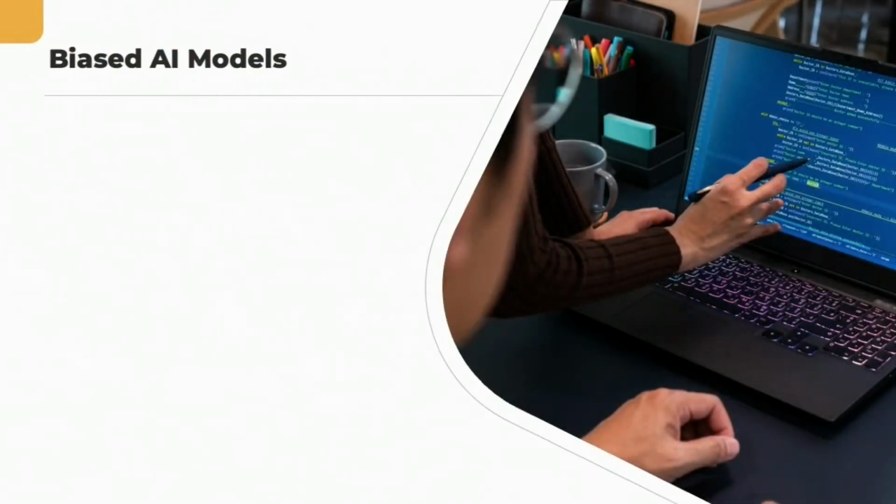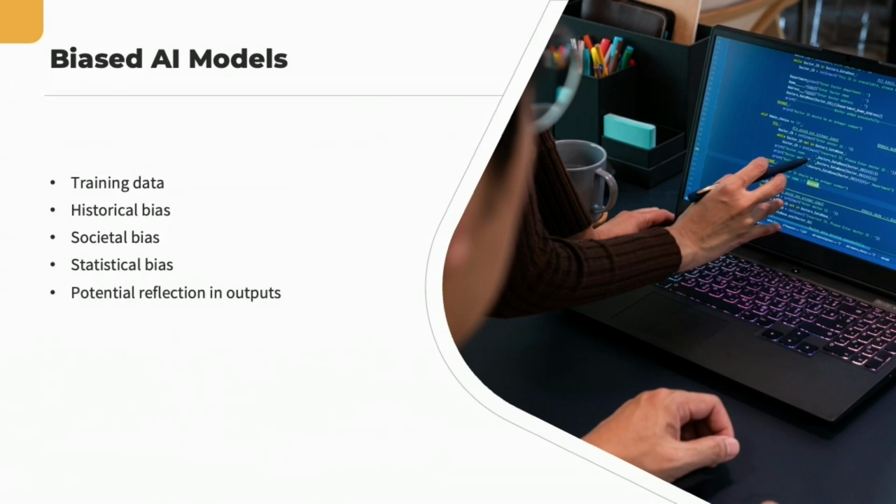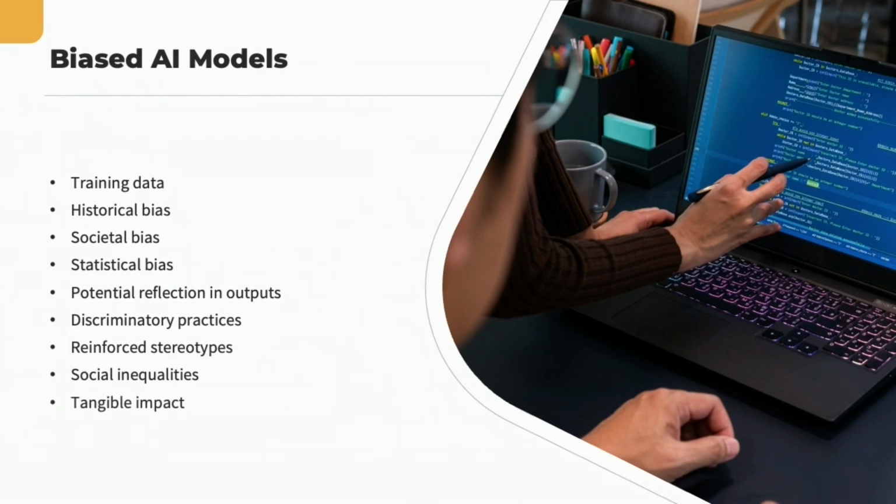AI models learn to make predictions or decisions based on the data they're given. If this data contains biases, be it historical, societal, or statistical, the AI will likely reflect those biases in its output. This can lead to discriminatory practices, reinforcing stereotypes, and perpetuating social inequalities. The impact is not theoretical. It is tangible and can be observed in various sectors.